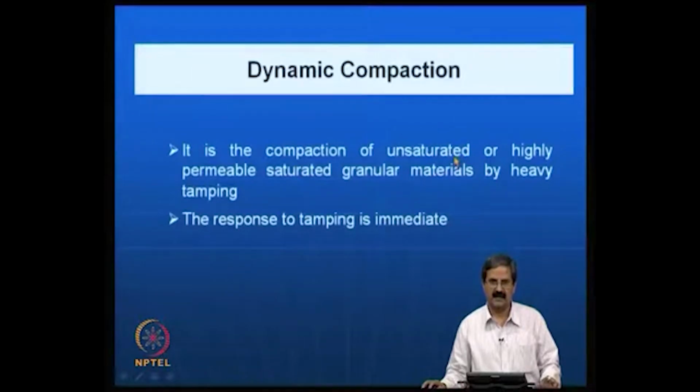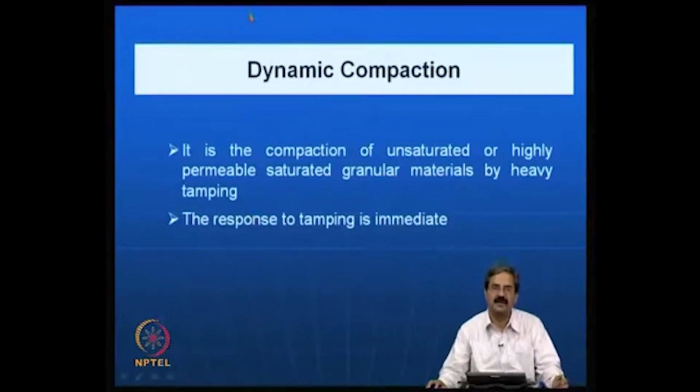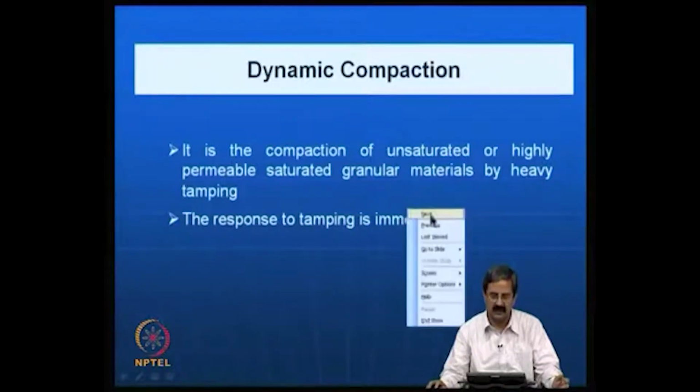What is this dynamic compaction? It is essentially the process of compaction of unsaturated or highly permeable saturated granular materials by heavy tamping. Assume that you have a sandy layer, maybe some areas in Chennai or some place on the west coast or east coast, where you are trying to come up with big infrastructure, and the soil there in some places is unsaturated or saturated granular material, and one can really use this dynamic compaction using these tampers, and the response to tamping is immediate, which is very good.